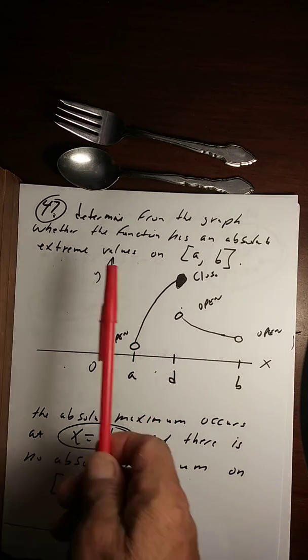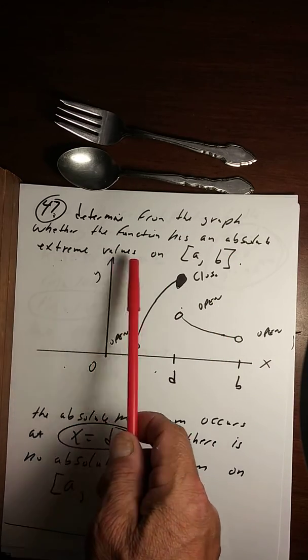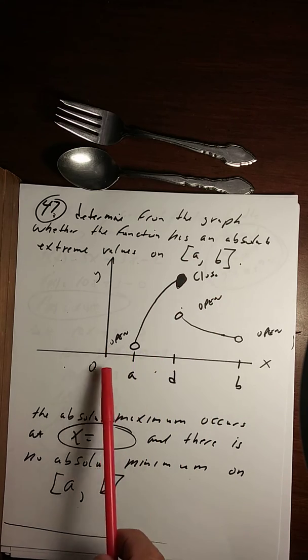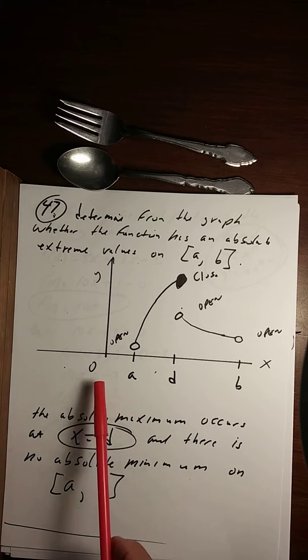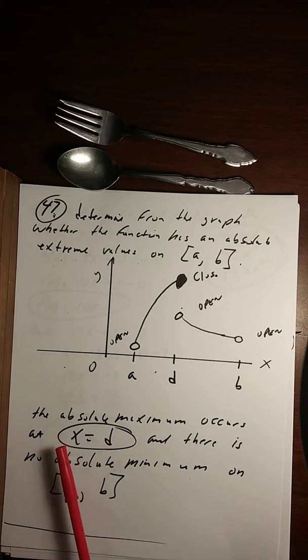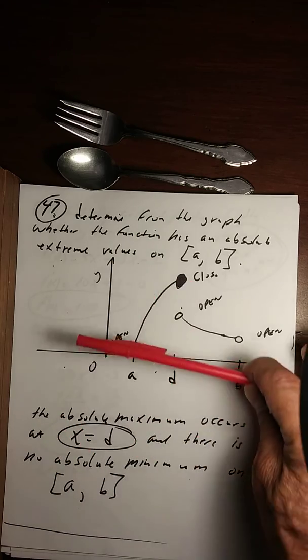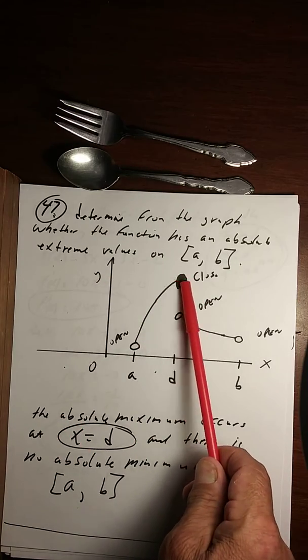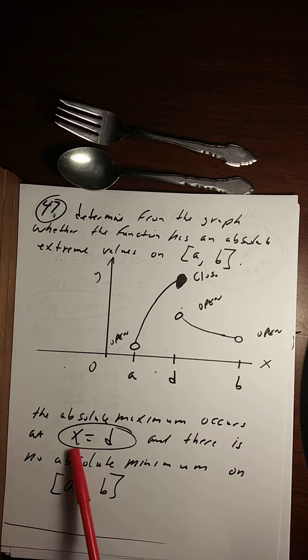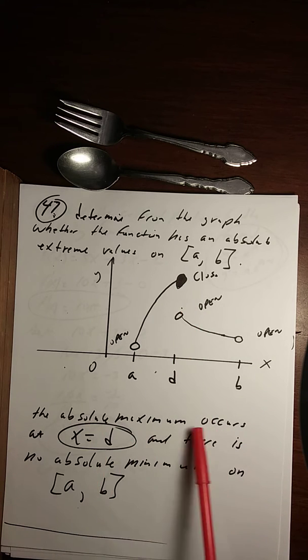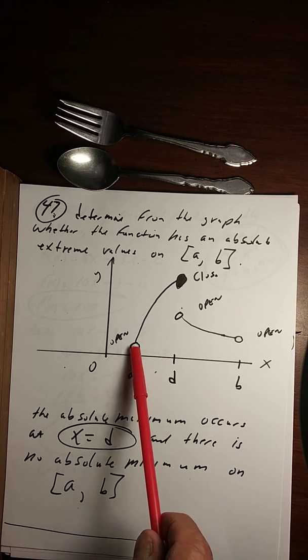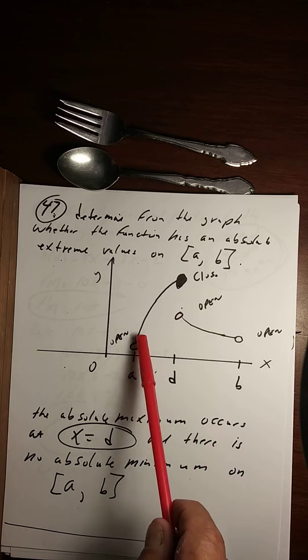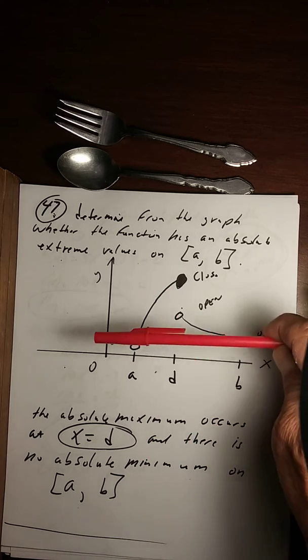Determine from the graph whether the function has absolute extreme values on A to B. Okay, A to B. Alright. So it does have an absolute max right here. That's the highest one of all of them, and it's included right there. So at x equals D, there is an absolute max. But these are open, so there is no absolute min.